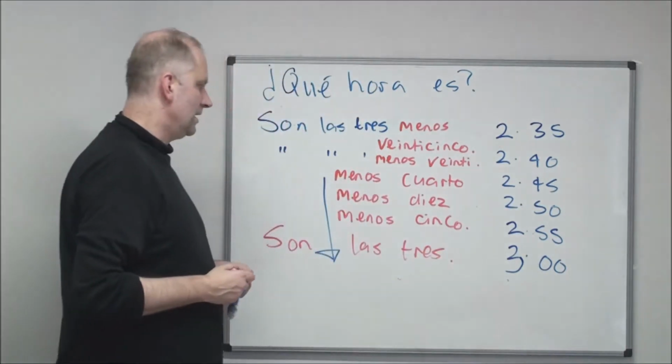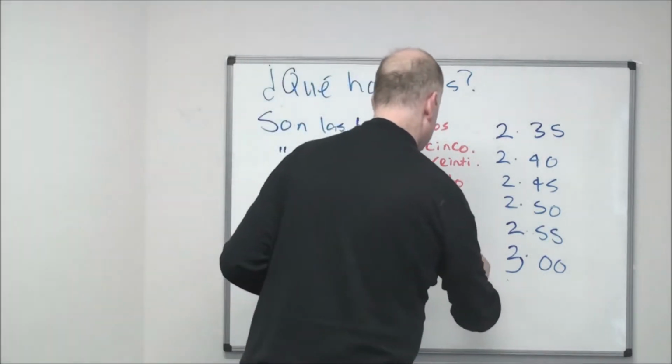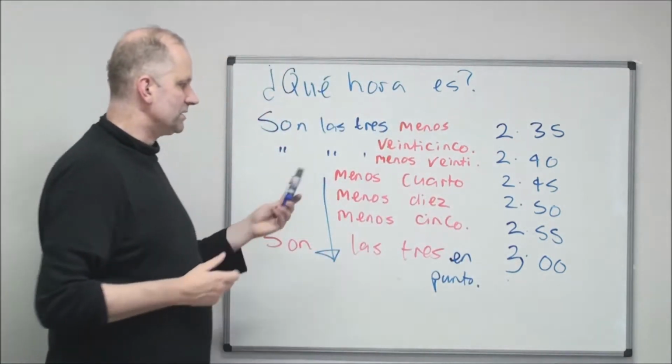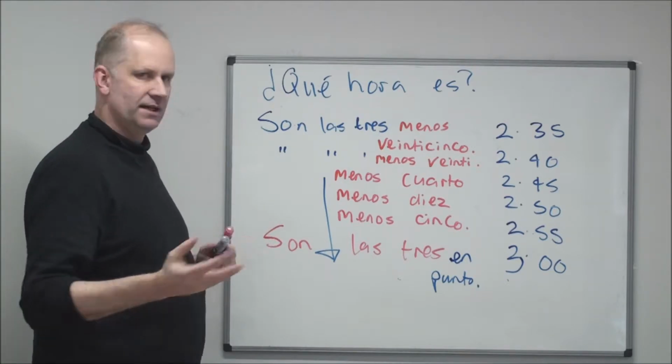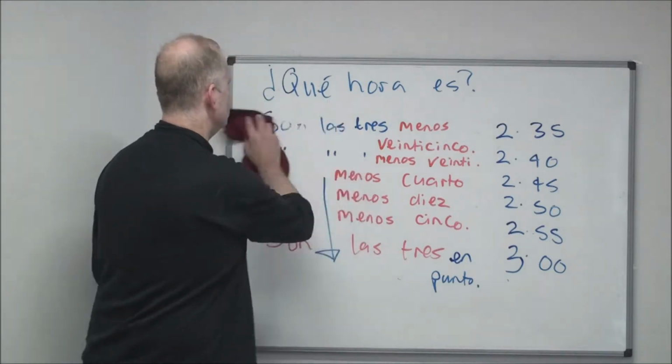Okay, so if you want to say it's dead on 3, you could say son las 3 en punto. Okay, so what we're going to do now is put up some times on the board, and then you say them, and then we'll check.